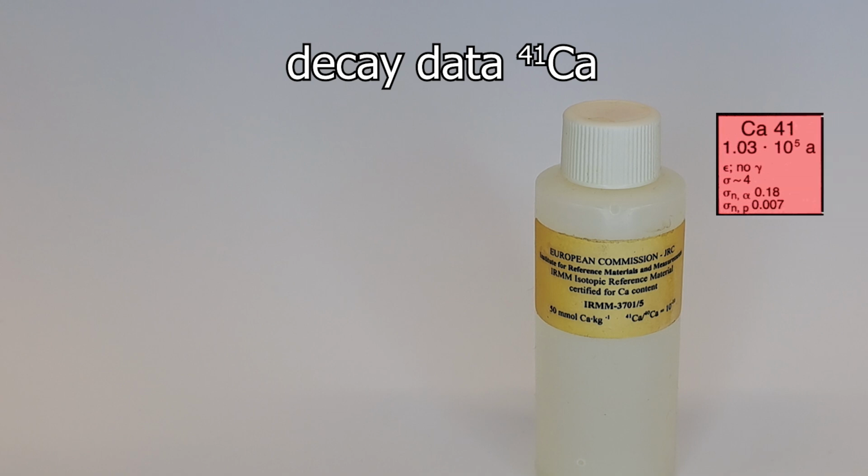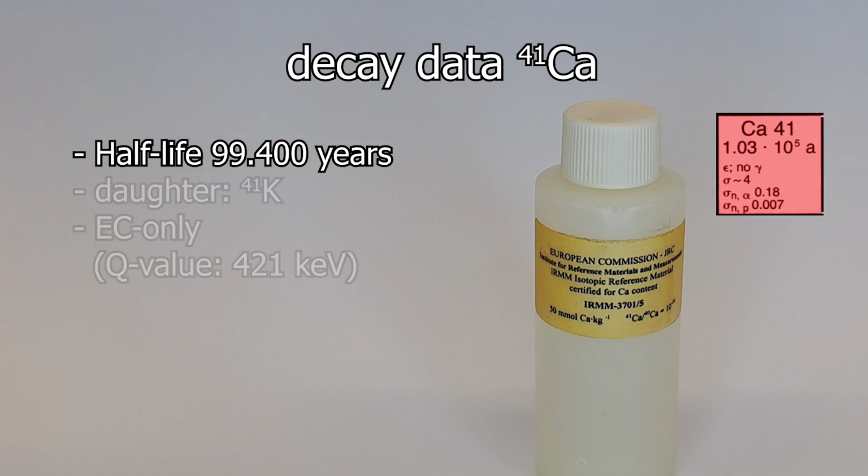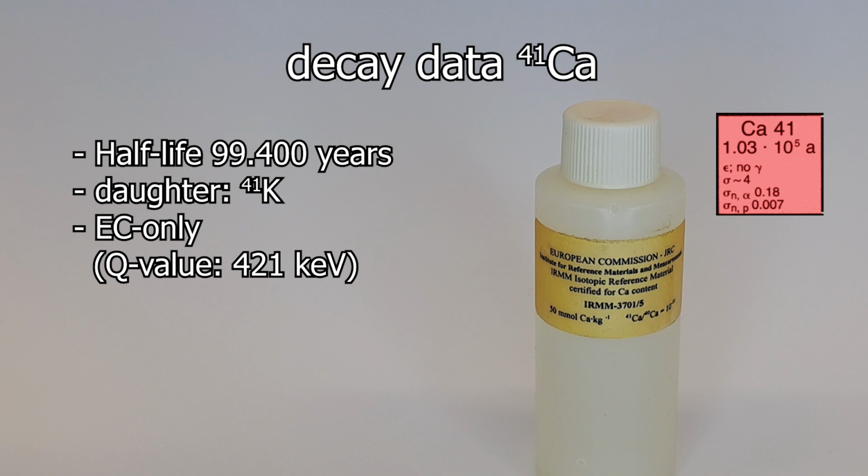Calcium-41 has a half-life of 99,400 years. It decays into stable potassium-41 via electron capture. It does not undergo beta-plus decay because the Q value for its decay is only 421 kiloelectron volts. A Q value of at least 1022 kiloelectron volts is required for beta-plus decay.